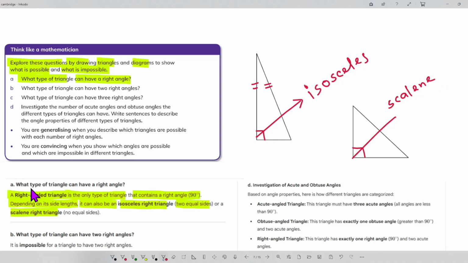So we can say, what type of triangle can have a right angle? Two types of triangle have a right angle. One is isosceles right angle, another one is scalene right angle.